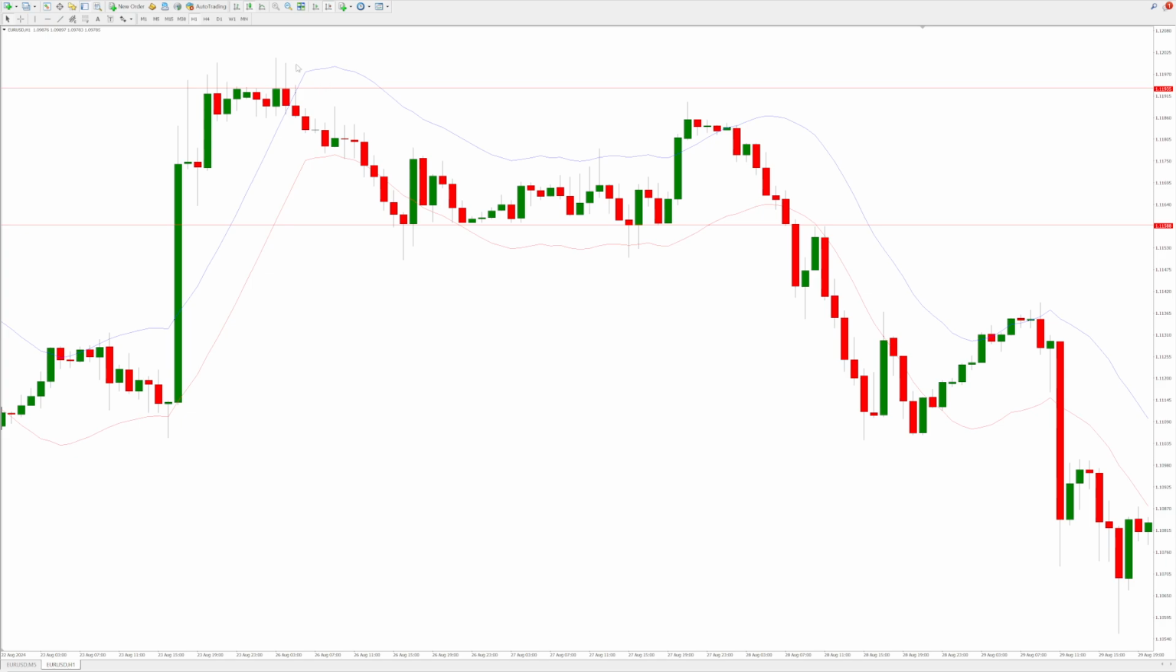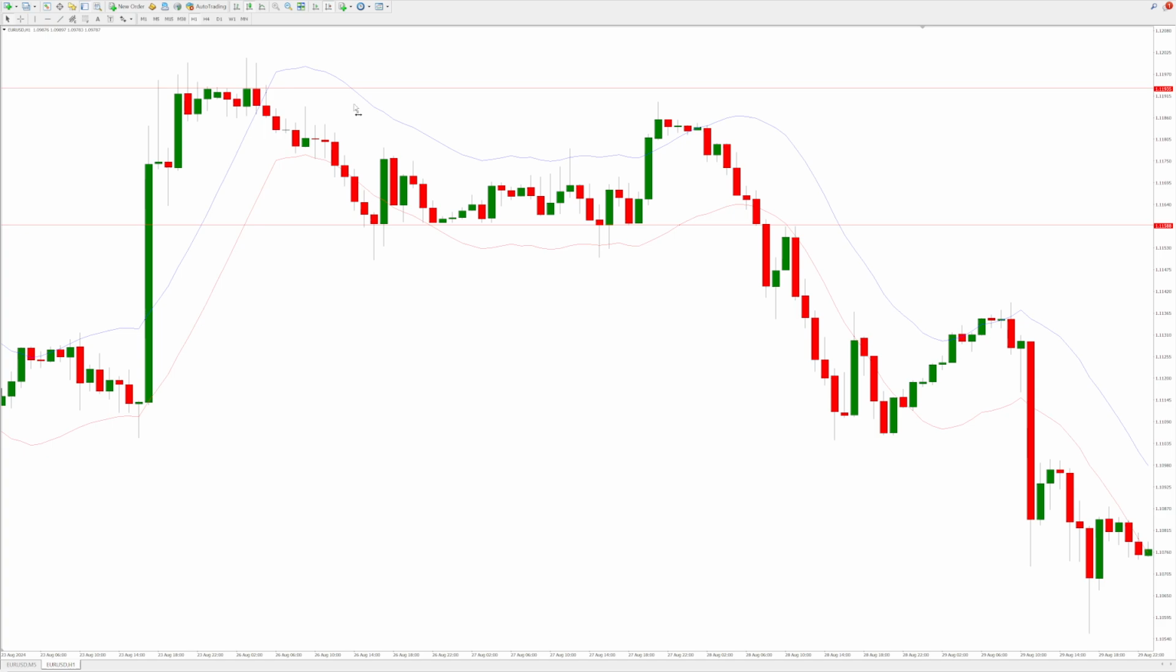of how you could use the envelopes indicator trading in a range, what you're looking for is price to fall below the lower envelope or go above the upper envelope. And when that happens, you want to take a trade in the opposite direction. Okay, you don't necessarily need to take the trade as soon as a candle closes below.